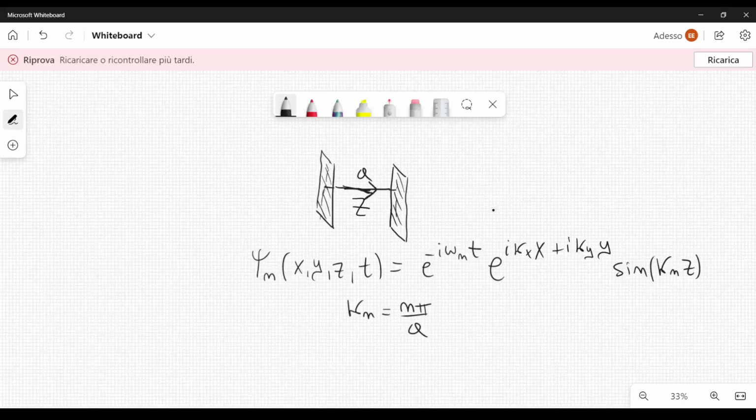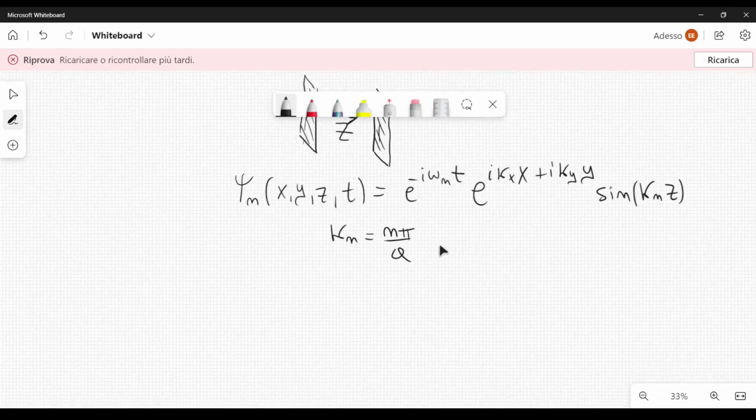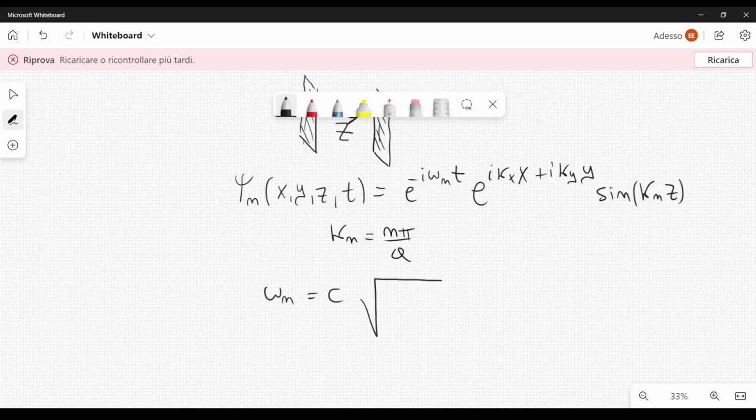So this is important. And from Maxwell's equations, or from the wave equation, one can derive a relationship between omega_n and kx, ky, and kn. In particular, one can find omega sub n equal to c, the speed of light, times the square root of kx squared plus ky squared plus n squared pi squared over a squared. And you can check that with these conditions, we have that psi sub n satisfies the wave equation.